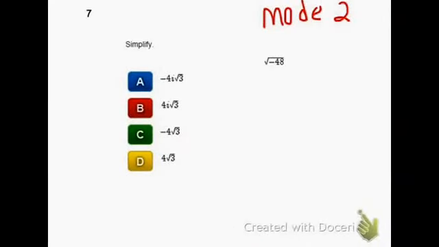Number 7. Simplify the square root of negative 48. If you try to do this in mode 1, it's going to give you a syntax error. And that's because you can't have a negative square root. You're going to have an imaginary number. Also, you know the answers C and D would be eliminated because they don't have an imaginary number. So if you put the square root of negative 48 in mode 2, it's going to tell you the answer is B, 4i times the square root of 3.